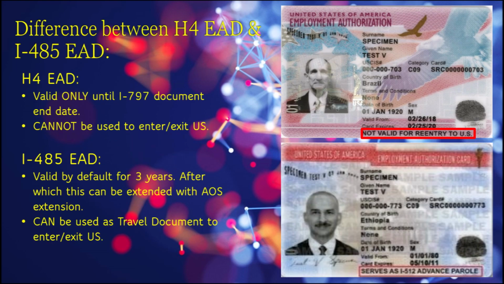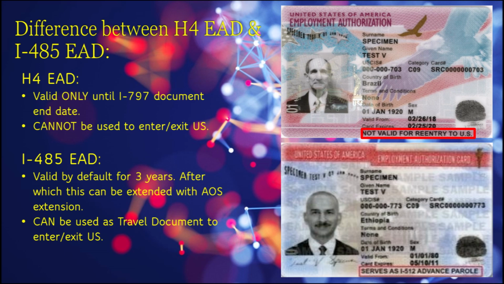So now let's see what's the basic difference between an H4 EAD and an I-485 EAD. The H4 EAD is the first one displayed in the slide, and the next is the I-485 EAD. The H4 EAD will be valid only until the I-797 document end date. So even if it is 6 months or 3 months or 2 months, whatever is mentioned in the I-797 document, that will be the end date on the H4 EAD.